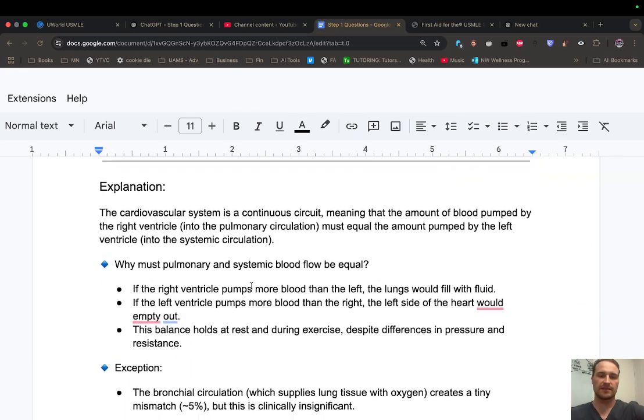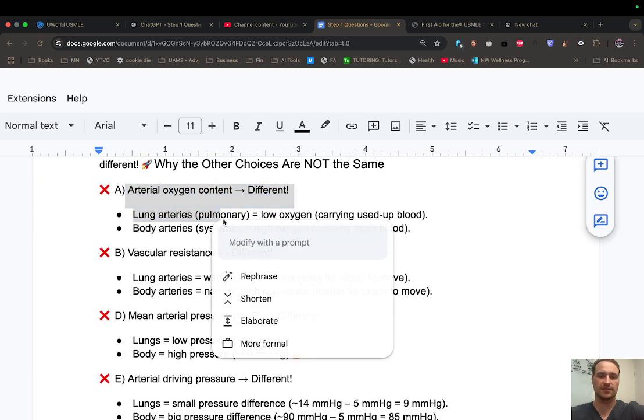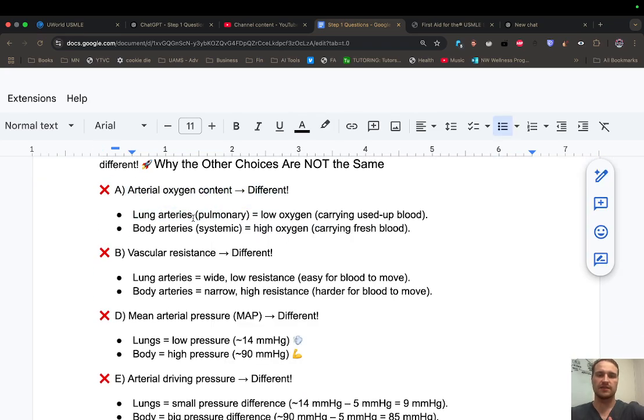So let's look at the other examples. There's a really good list here. Arterial oxygen content is going to be different because obviously the pulmonary is going to have low oxygen, and that's why it needs to go to the lungs. And the body arteries are going to have high oxygen because it just came from the lungs.